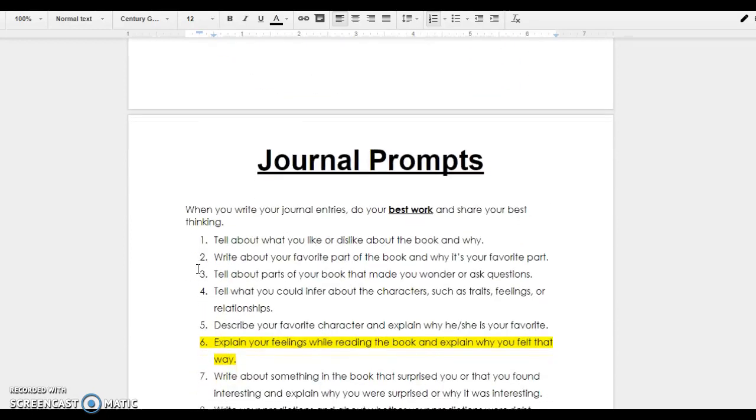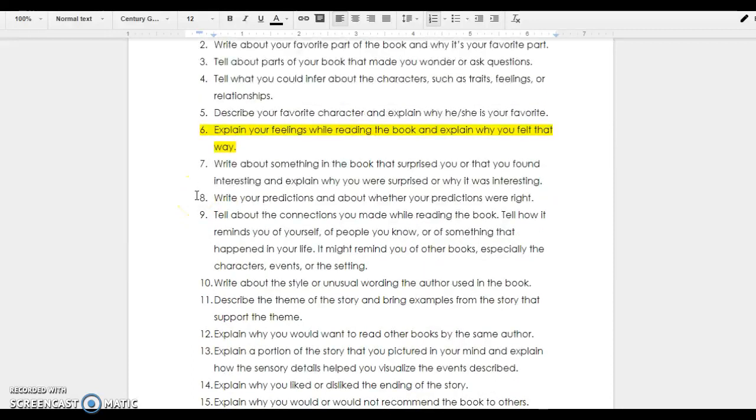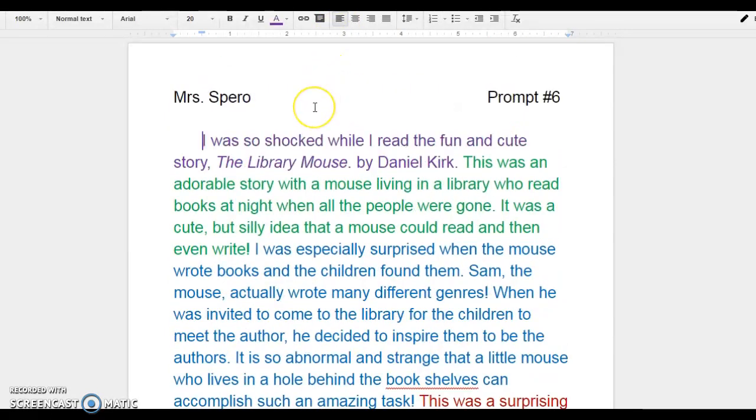The journal prompts are here as well. I've highlighted prompt number 6 because that's the prompt we're going to be responding to today. Prompt number 6 states, explain your feelings while reading the book and explain why you felt that way. So this is the prompt we're going to be responding to. I've chosen to use a story that we've read recently in class. If you can remember the story of the library mouse, that is the story that I'm referencing here.